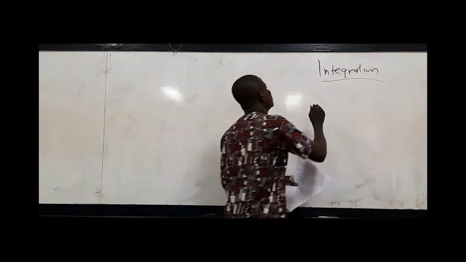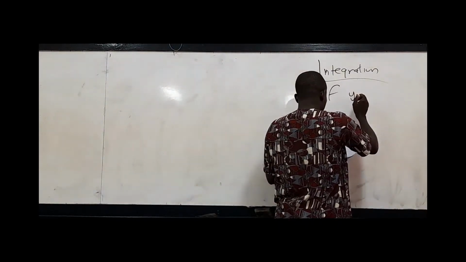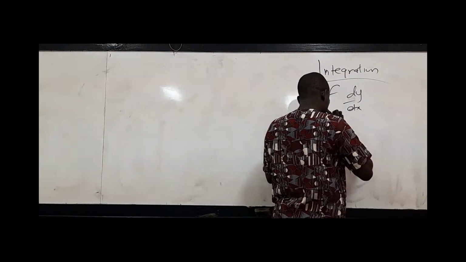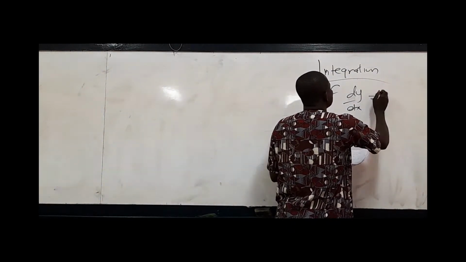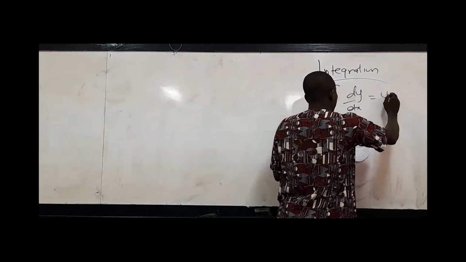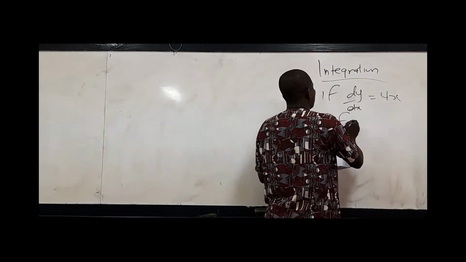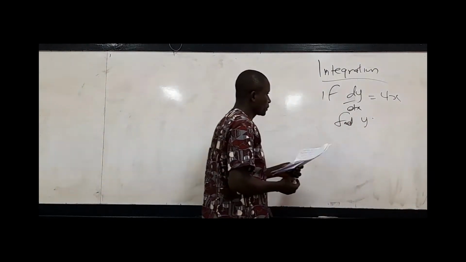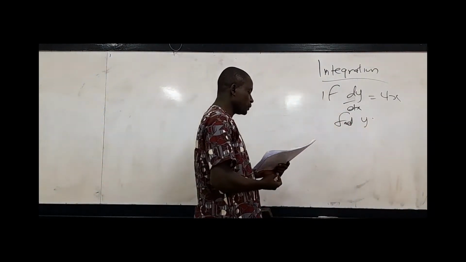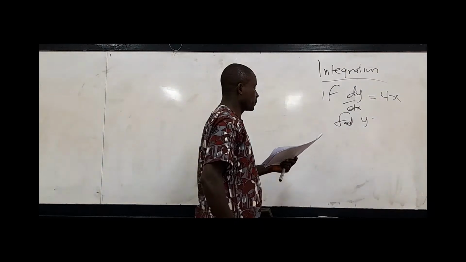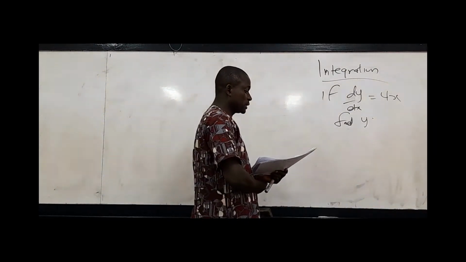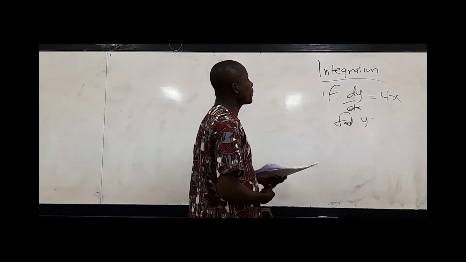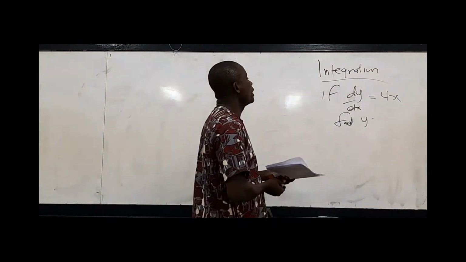So he said that if dy/dx is equal to 4x, find y. This is it. So how do you find y? Okay. That is all. Look at what I'm going to do.